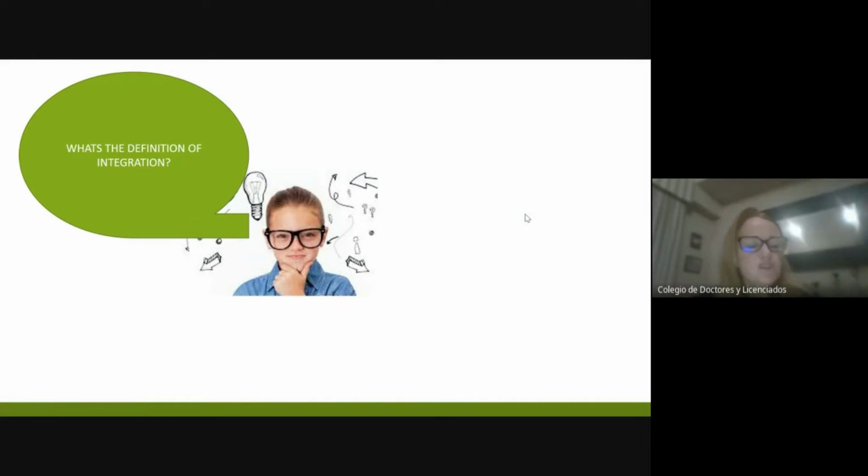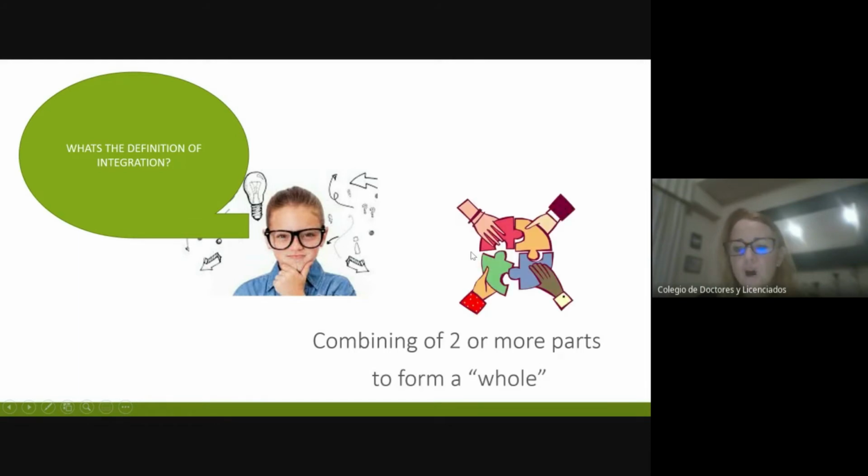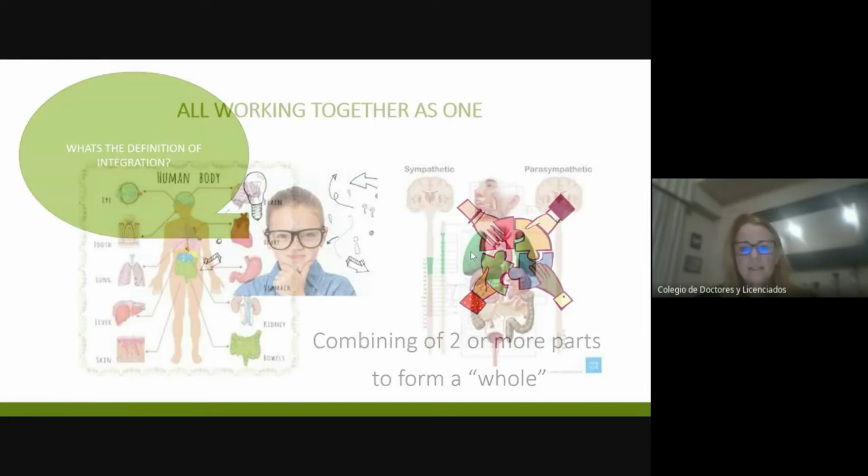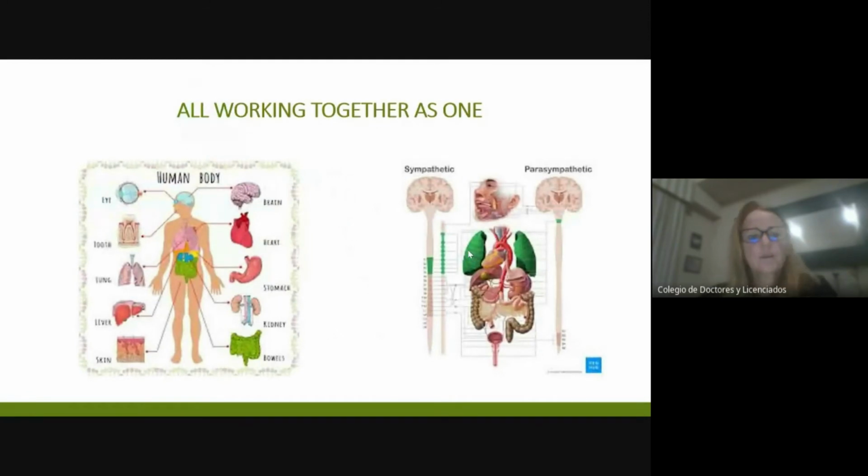So what's the definition of integration? It's the combining of 2 or more parts to form a whole. Let's have a look at this. If you look at the human body, we've got all these different organs. If you look at the one on the left-hand side, these organs are not separate. They don't work separately. They all work together as one. It's the same machine. And we know this because if we look at the one on the right-hand side, where you've got the nervous system, you know, when you're nervous, your mouth is dry, your heartbeat goes up, your gut is affected. Everything has an effect on everything. And this is what integration is.